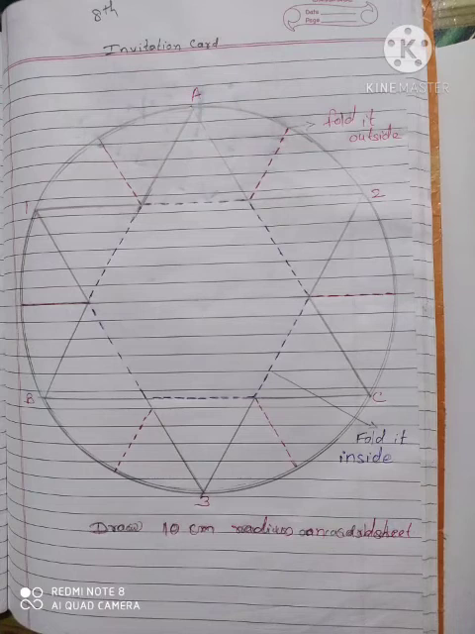This is the diagram of the invitation card. We have to take a 10 centimeter radius, and with the help of the rounder we have to draw the circle. After drawing the circle you have to cut it. After cutting the circle you have to fold that circle in half, so you get the middle guideline.